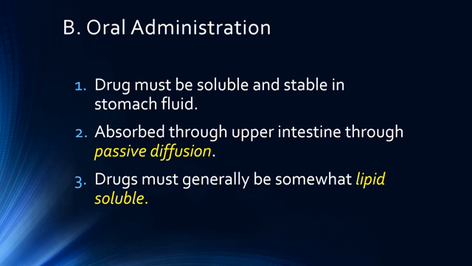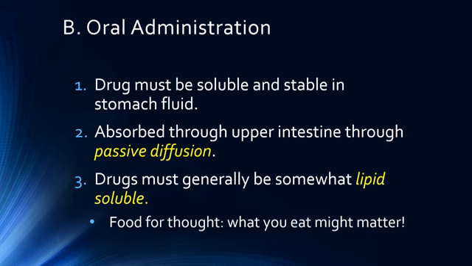So drugs that are orally administered have to be a little bit more lipid soluble, and the more lipid soluble they are, the more they will be absorbed through the GI tract. This is going to become important when we talk about marijuana. So food for thought, what you eat might matter. That is, with some drugs, if you had a high-fat meal and then you orally administer a drug, you might get a much larger dose of the drug.